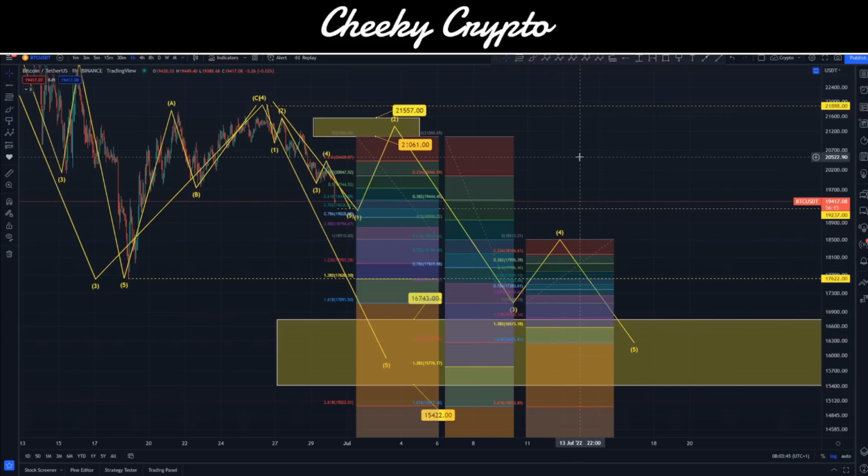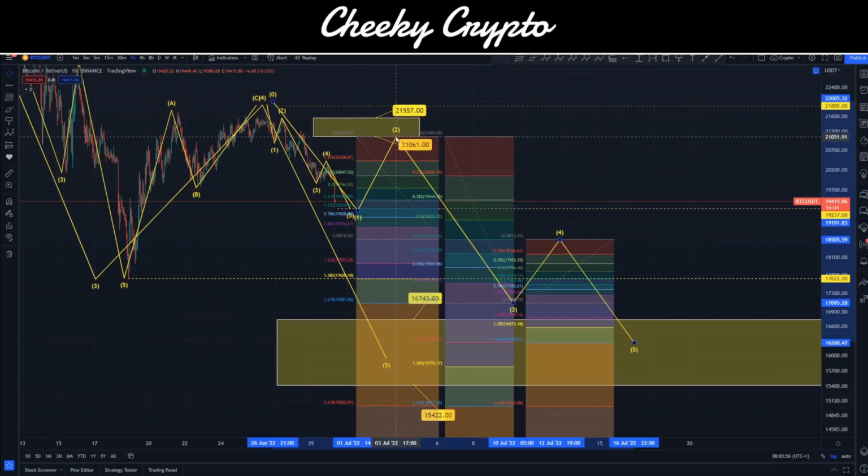So our fifth wave would estimate at about 16,262. So what I've done here, guys, is I've speculated that maybe we'll only reach 21,061. So the bounce is not as much as we would like it to be. We fall a little bit short. If that is the case, our wave 2 would end here. Our wave 3 should normally be about 1.618.